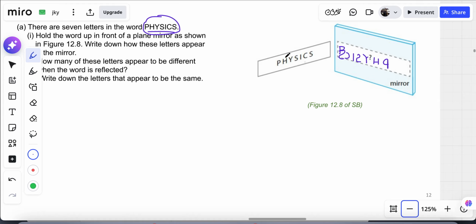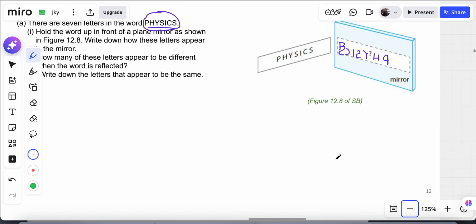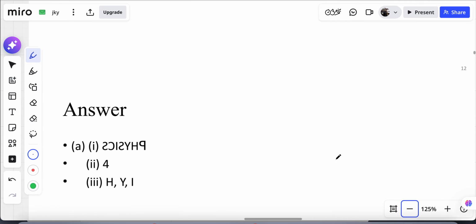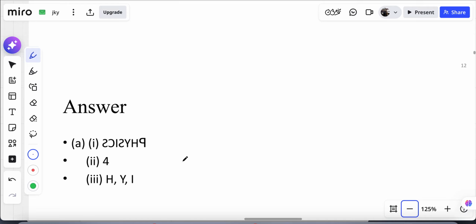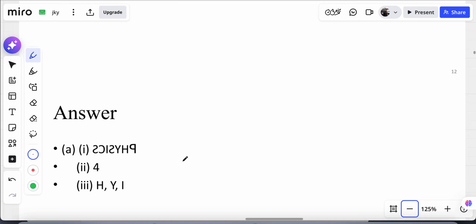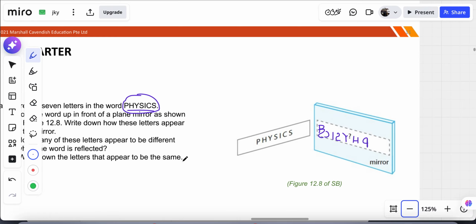So this is the physics. This is the image of the physics. This is what you have here. Physics. Okay, that's what you have. They can ask you how many of them are laterally inverted.